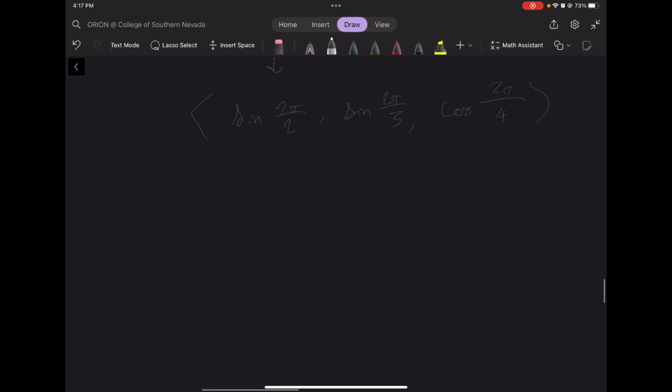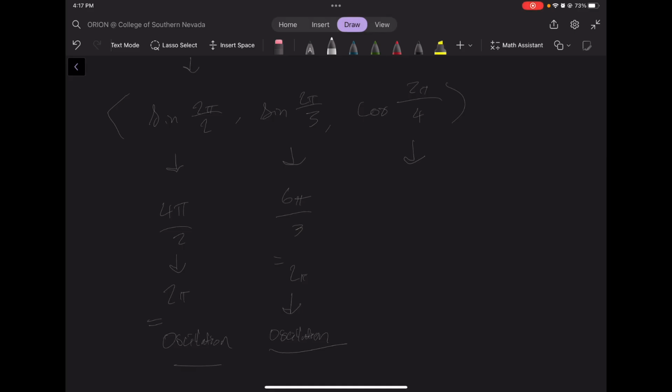So the periods of these formulas are very different. The period of sine of t over 2 is going to be 4 pi, right? Because if it's 4 pi over 2, it's going to be 2 pi, which equals an oscillation. And with this one, for 3, it needs to be at least 6 pi, because 6 pi over 3 equals 2 pi, which equals an oscillation. And for this one, t over 4, it has to be 8 pi over 4 to make that oscillation.